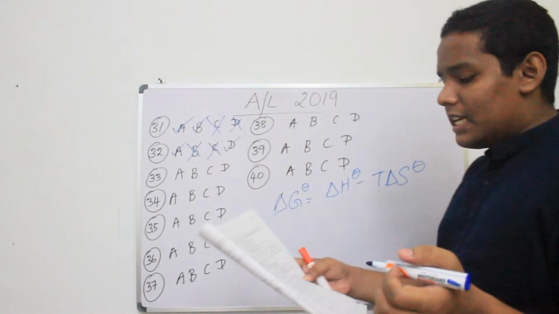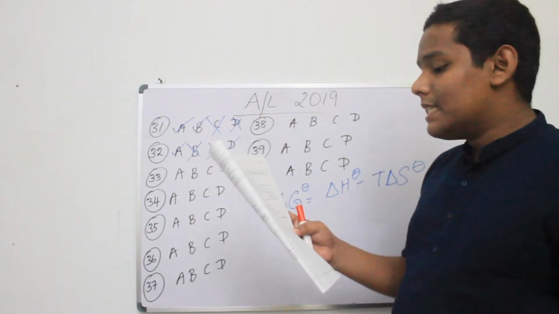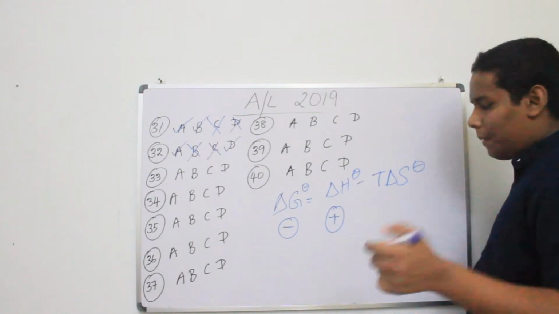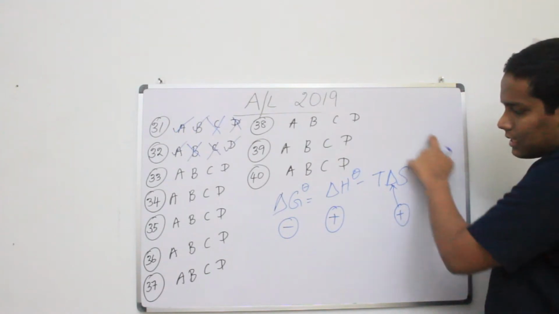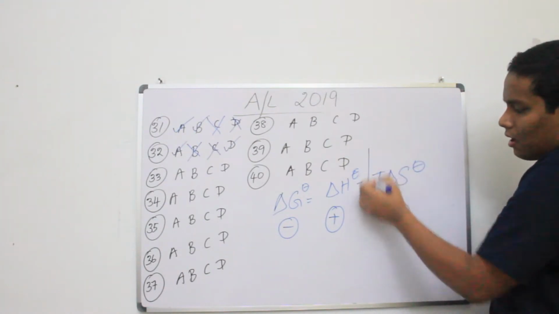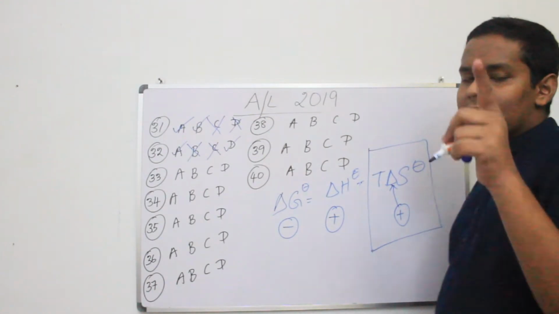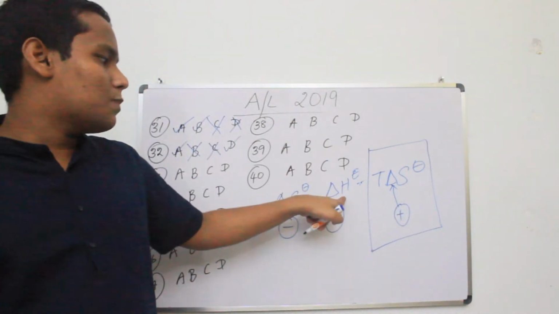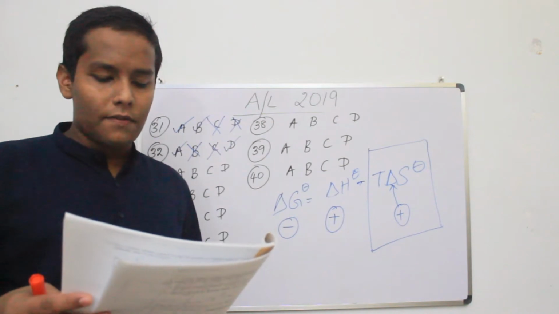Since the reaction is spontaneous, delta G is negative, and since it's an endothermic reaction, delta H is positive. So what should happen? Automatically this should be positive, no? If this is positive, this portion will become negative. The negativity of the T delta S portion is so great that it suppresses the positivity of delta H. So delta S should surely be positive.